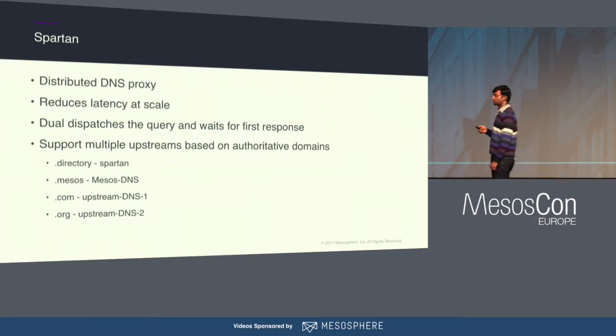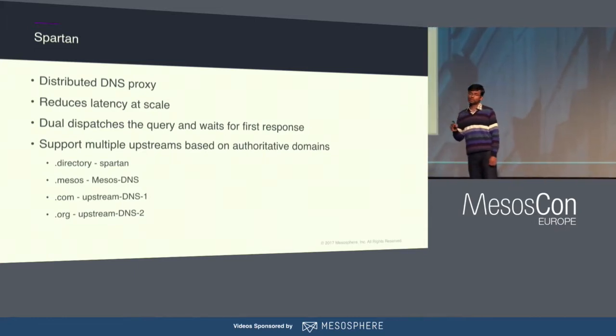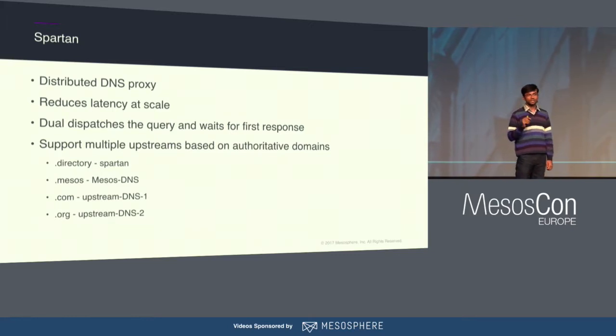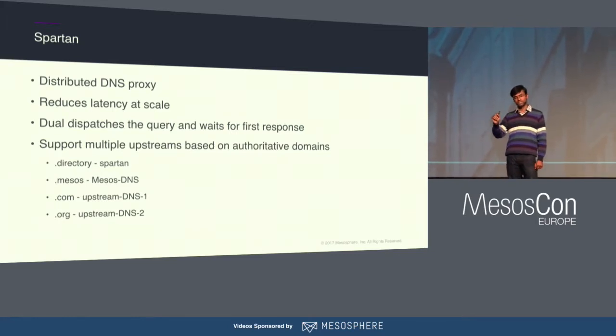Along with being distributed, it also has another functionality called dual dispatch. Usually, the way DNS works is if you have a couple of name servers, then the DNS query will go to the first name server. And for some reason, if it is not responding, it will wait for the timeout to happen.